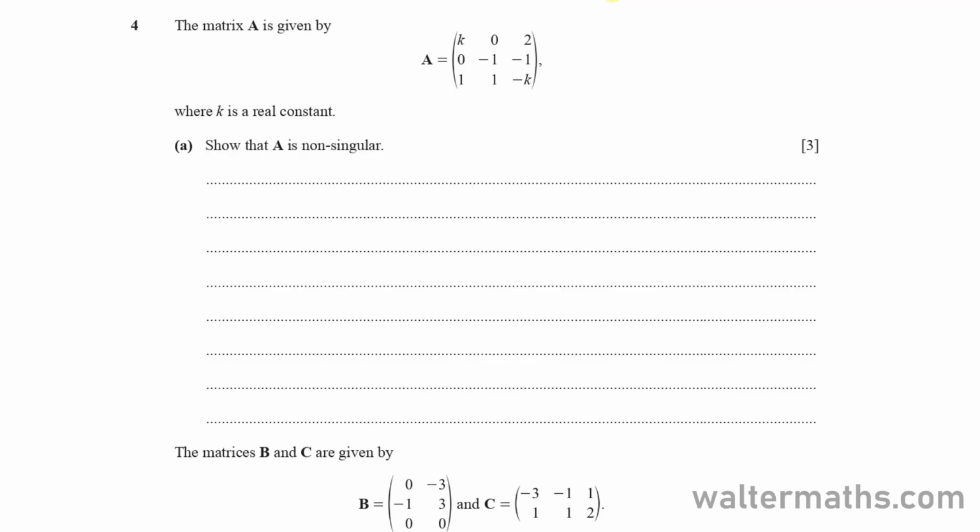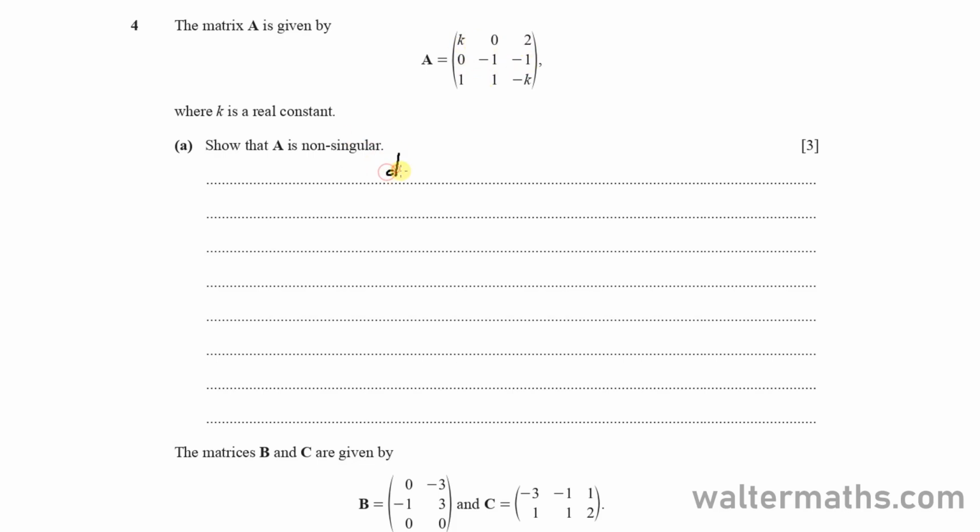Question number 4. The matrix A is given by A is equal to the 3 by 3 matrix with elements k, 0, 2, 0, minus 1, minus 1, and 1, 1, minus k, where k is a real constant. So on A, show that A is non-singular. Now here we know that a singular matrix has a determinant 0. So let's find the determinant here.